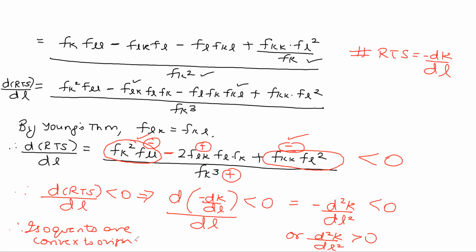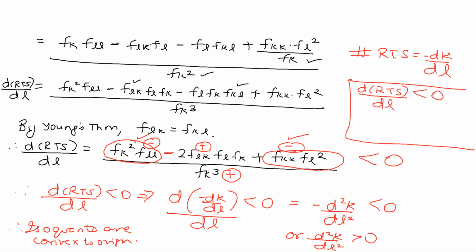So sorry for taking so much time to just show this. The confusion arose in the signs. That is why I thought I should do it again. But now I hope students have clearly understood it. So if I quickly sum up, we had to show that isoquants are convex to the origin. That means we started with dRTS by dL, and we have shown that this has come out as negative.